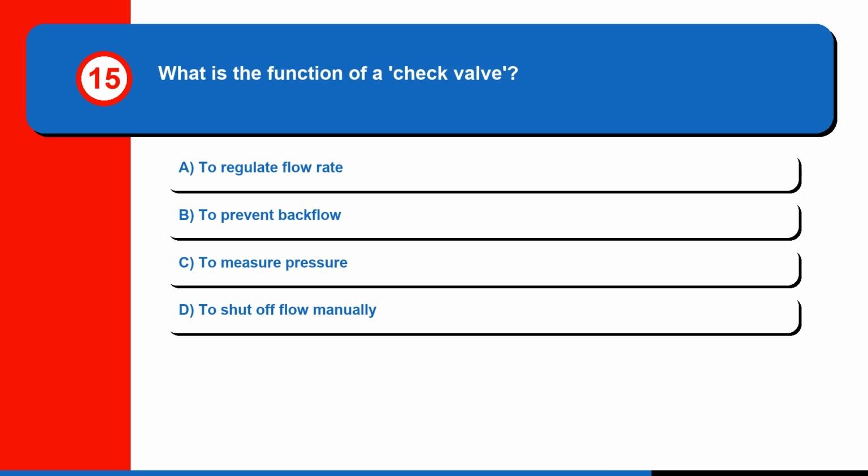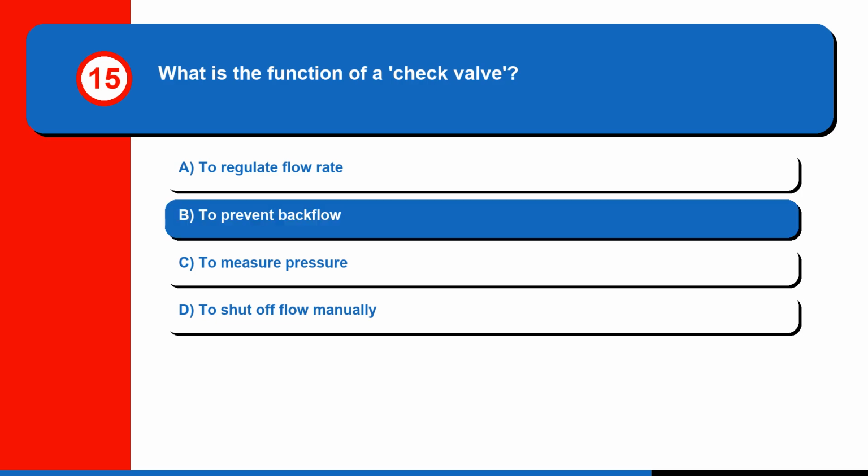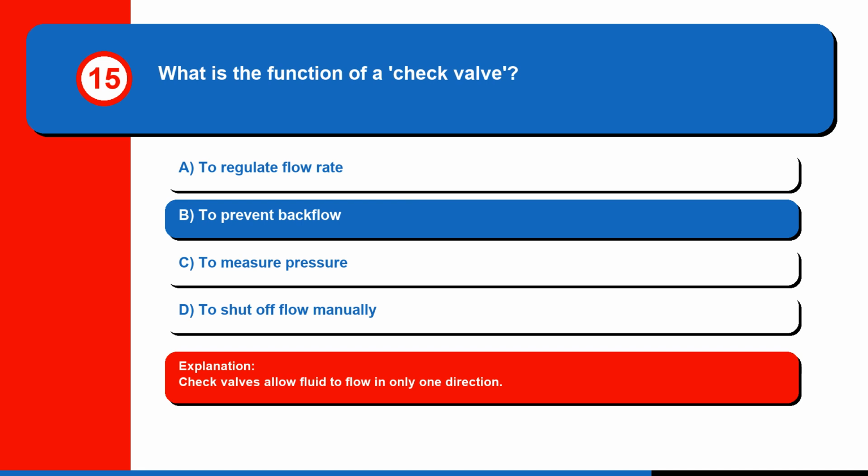Question 15. What is the function of a check valve? A. To regulate flow rate. B. To prevent backflow. C. To measure pressure. Or D. To shut off flow manually. The correct answer is B. To prevent backflow. Check valves allow fluid to flow in only one direction.